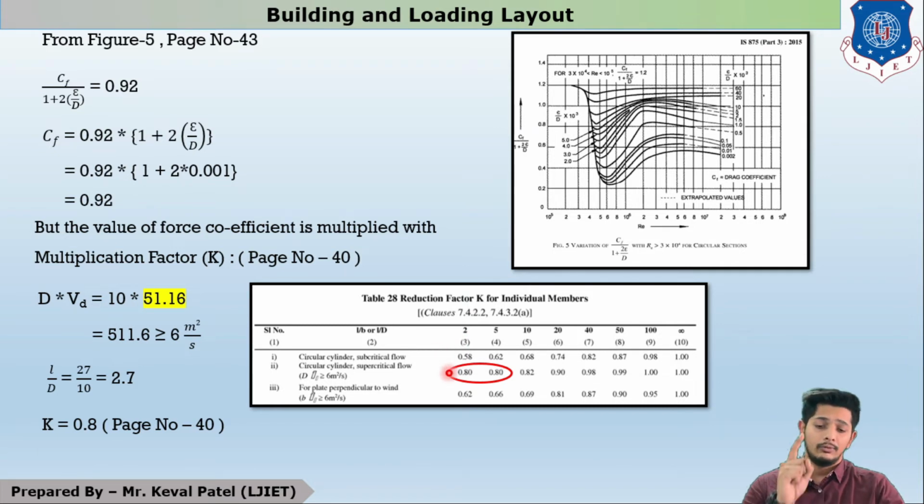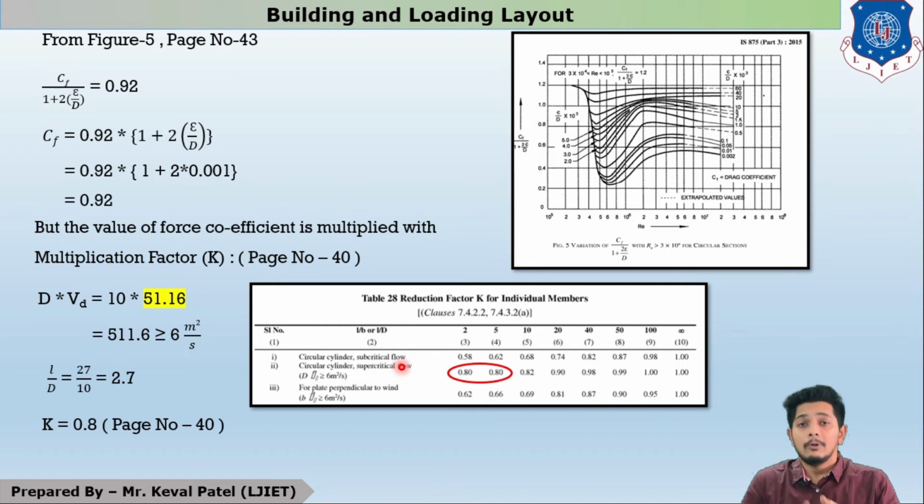So first of all, the flow limit will be 6 meter square per second. If it is lesser than that, there will be a different flow. If it is greater than that, there will be a different flow. So I have to check the diameter. So diameter into VD, diameter 10 into VD, that is 51.16. It is coming out as 511.6, which is obviously greater than 6 meter square per second. So it is a supercritical flow.